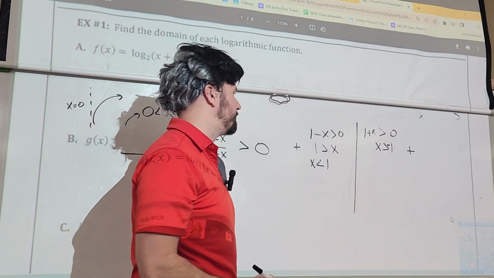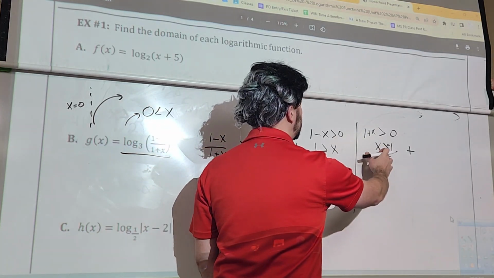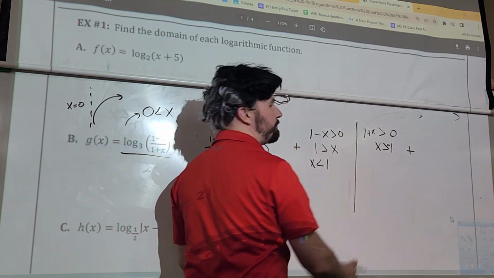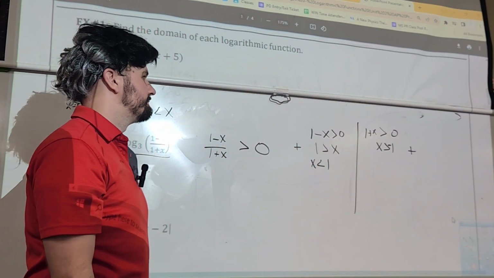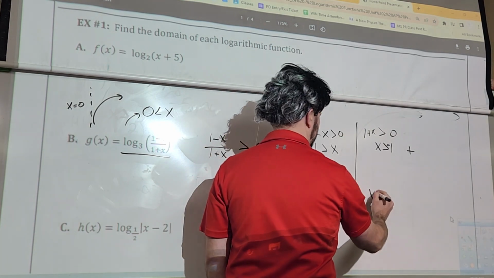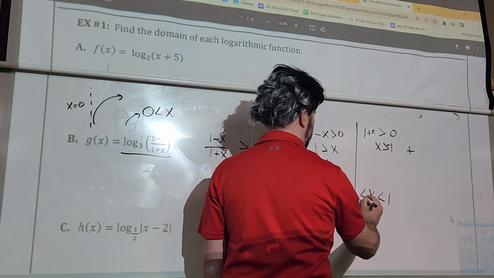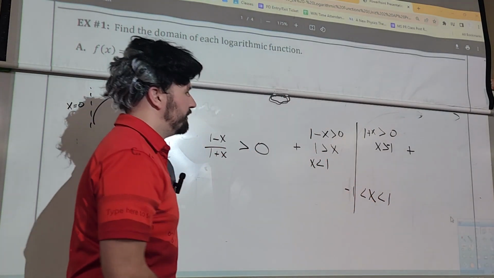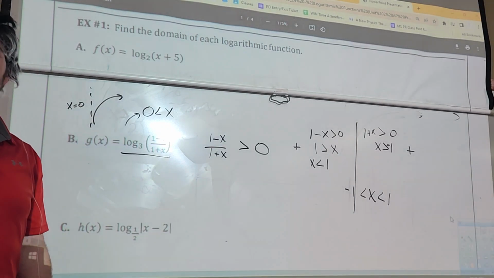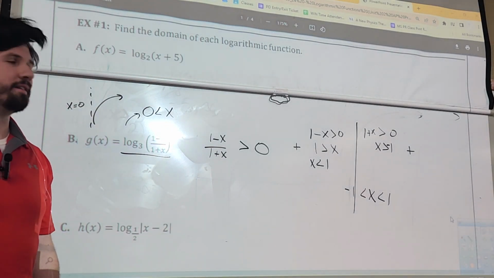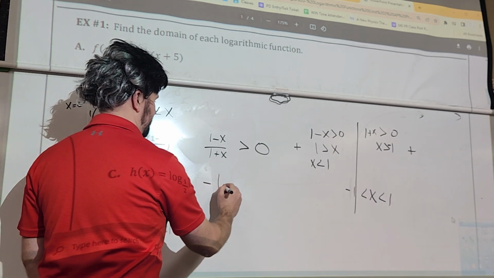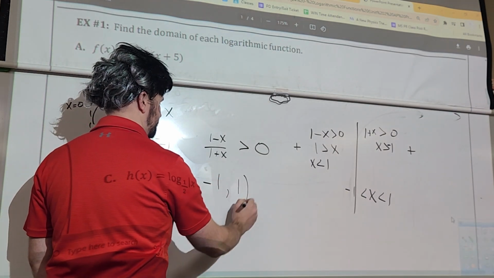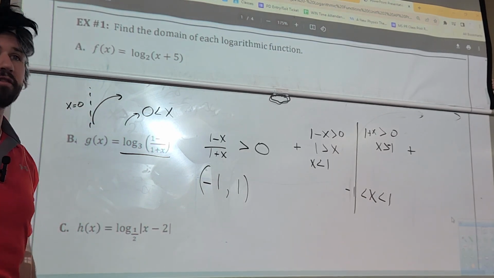So think about this. When do these overlap when they're both positive? When x is less than 1 and greater than negative 1. What's a positive divided by a positive? So what's my domain? From negative 1 to 1.